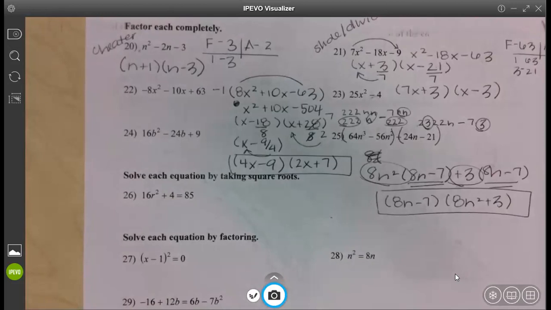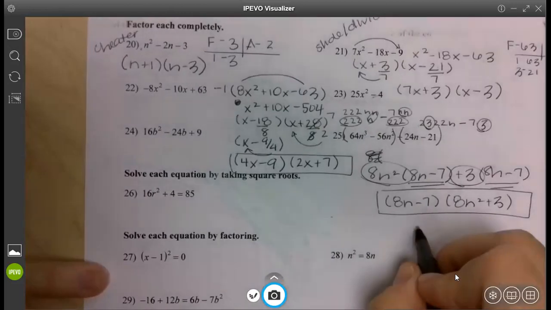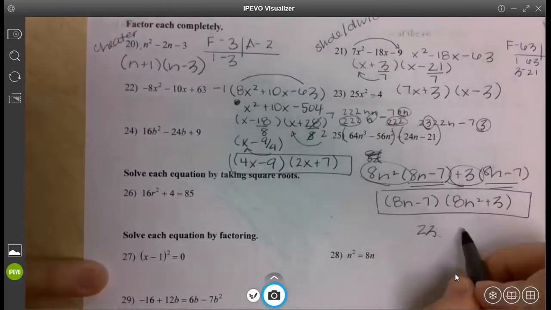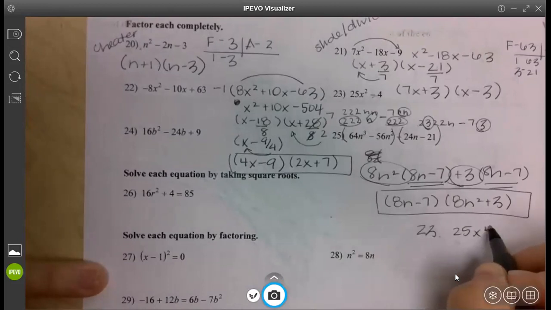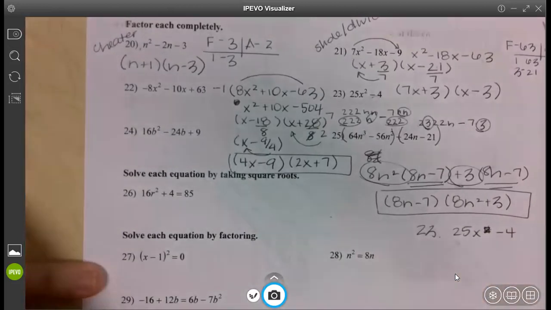So I at least did one of each, where you have no number in front, so you do the cheater method, where you only do GCF, where you do slide and divide. I saved 23 till the end. I'm going to put it down here so you guys can see it. 25x to the 4th minus x squared minus 4.